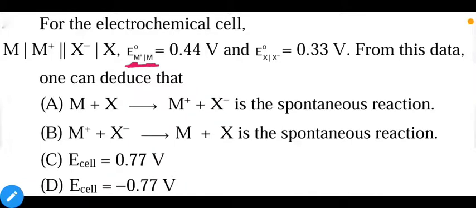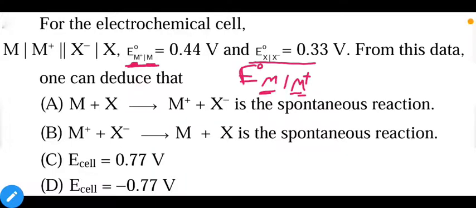But if values are given like M to M plus, this represents an oxidation potential. First we have the lower oxidation state, then we have the higher oxidation state. So if these types of values are mentioned, then convert them into reduction potentials. Sometimes mixed values will be mentioned, that means some are reduction potentials and some are oxidation potentials, but in this case both of them are reduction potentials, so no need to convert them.